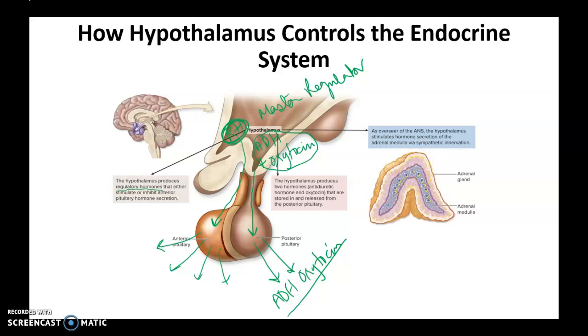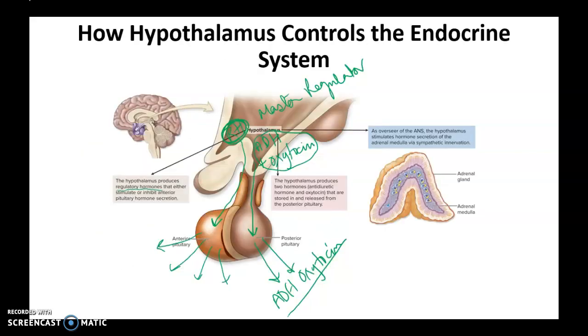So these are the three regulations. Regulatory hormones target the anterior pituitary, causing it to release other hormones. The hypothalamus produces ADH and oxytocin, which are then stored in the posterior pituitary and released into the bloodstream via appropriate stimulation. And the hypothalamus also controls hormonal release from the adrenal medulla via the sympathetic pathway. Okay?